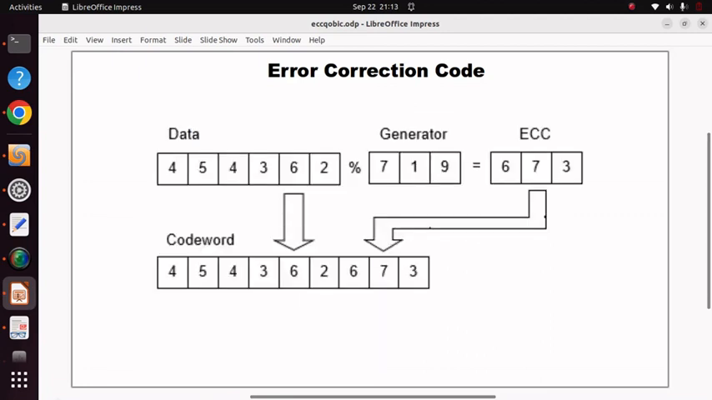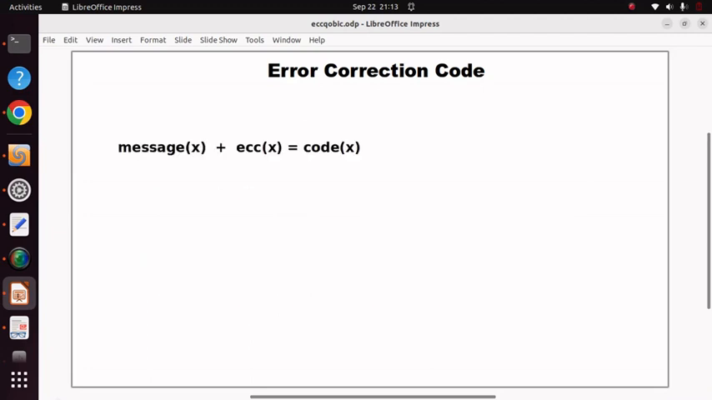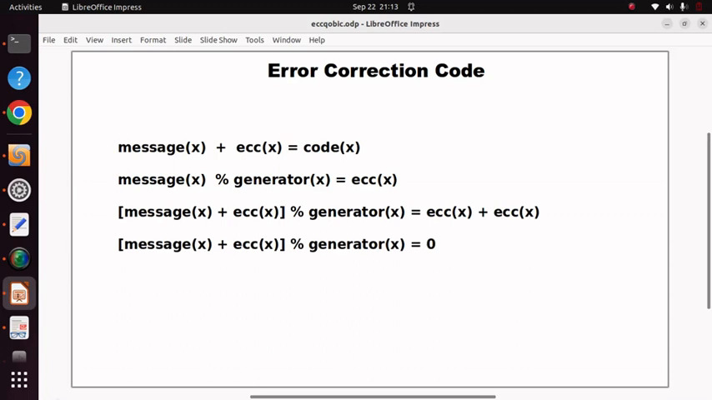Recall the making of ECC. The user message is divided by the generator to produce the remainder ECC, and the final code word is formed by adding the remainder ECC to it. This code word is not an ordinary code word. It is divisible by the generator because adding the remainder ECC makes the remainder zero. Therefore, the encoded code word has the generator polynomial as one of its factors.